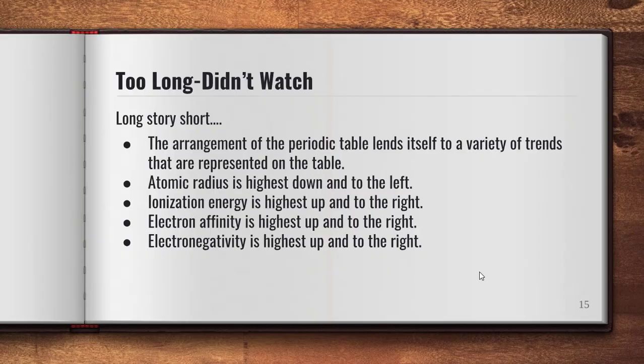So again, another relatively long video, but hopefully you understand the concepts of most of these periodic trends. Atomic radius is highest down and to the left. Ionization energy is highest up and to the right. Electron affinity is highest up and to the right, except for noble gases. And electronegativity is highest up and to the right, again, except for noble gases.